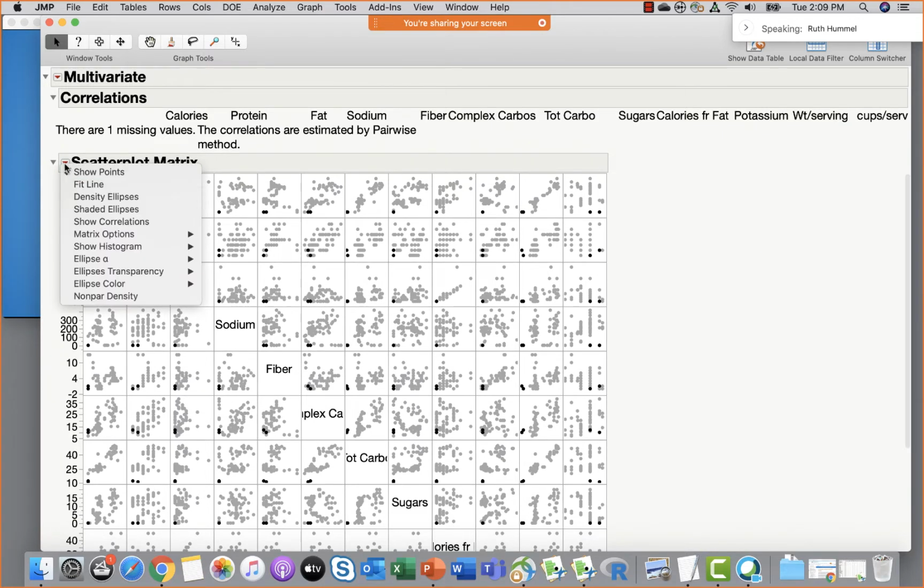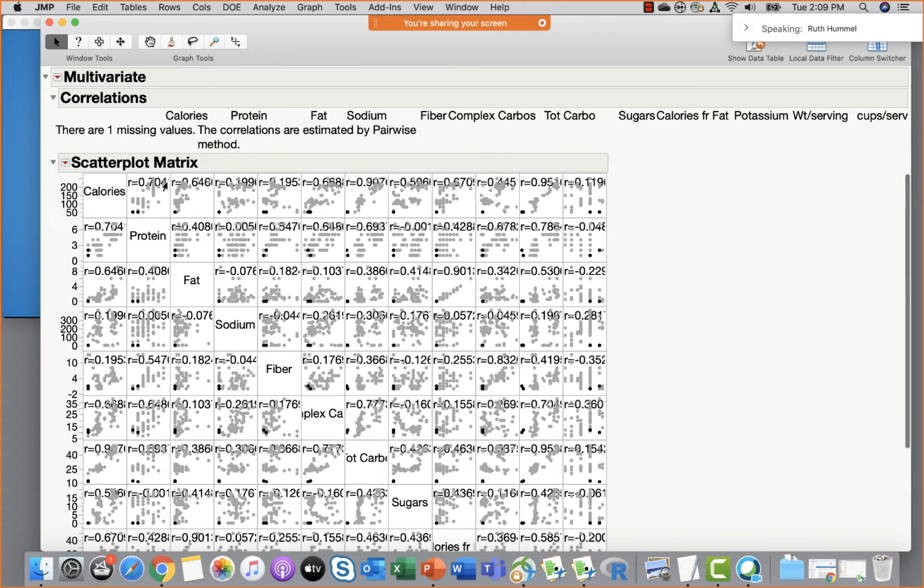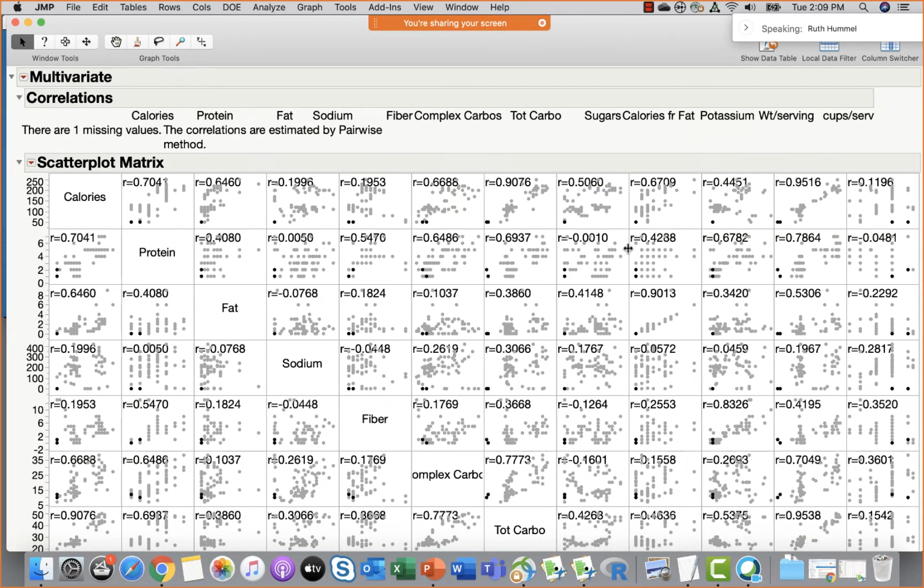We could actually ask to put the correlations on top of this. So if I ask to show correlations, it will print those numbers in these boxes. If I grab a corner, I could make this a little bit larger, easier to see. So this is the same information. Calories to calories is 100% correlated, so we don't need to see that. But calories to protein was 0.7, as we saw in the table above. And calories to fat is 0.64.